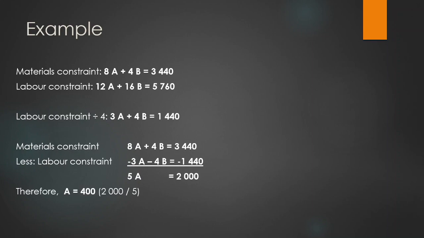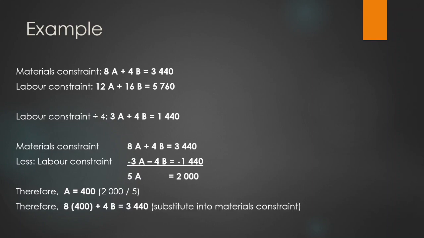I can now substitute this value of 400 for A into either the materials or labor constraint. For this video, I will use the materials constraint. So I end up with 8 multiplied by 400 plus 4B is equal to 3,440. I can now solve for B to arrive at 60 units. Therefore, my optimal production mix is 400 units of A and 60 units of B.